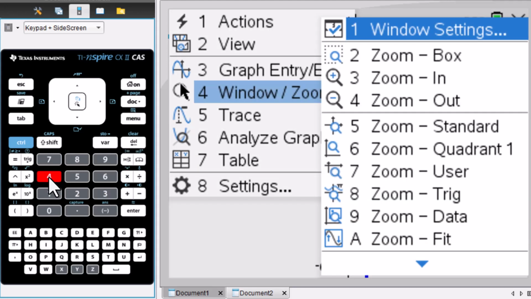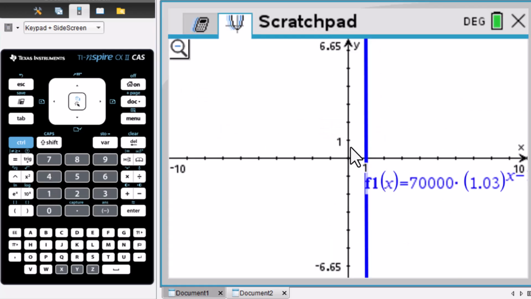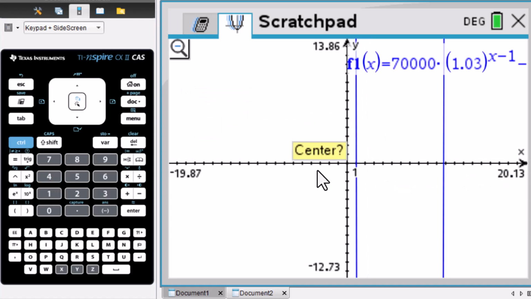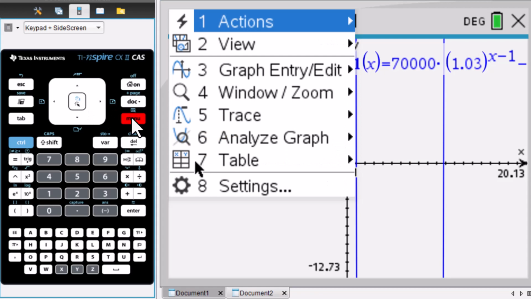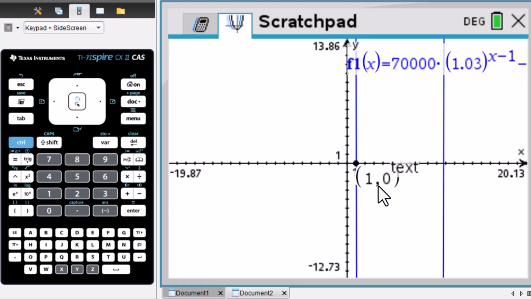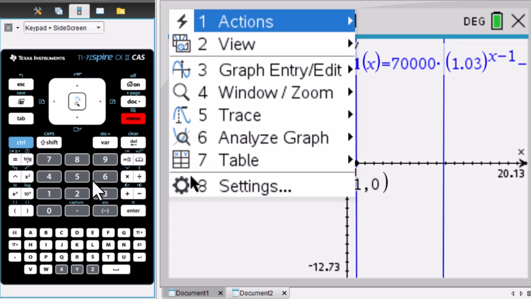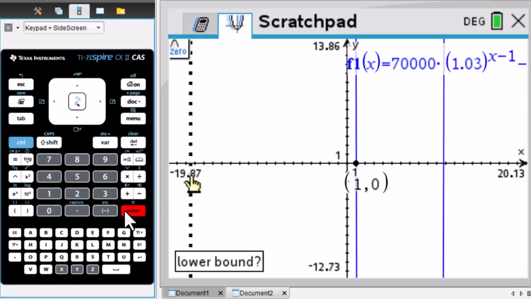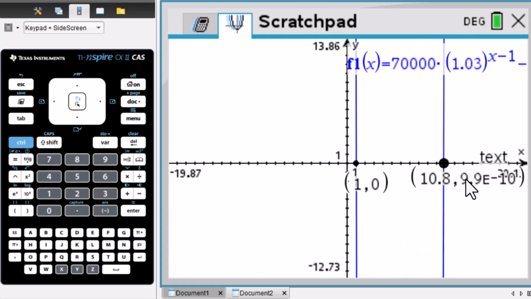Then we go to menu 4. Zoom out. We could see we got 2 roots. So figure out these 2 roots. Go to menu 6, 1. Menu again 6. Enter. Roots x equals 1 or x equals 10.8.